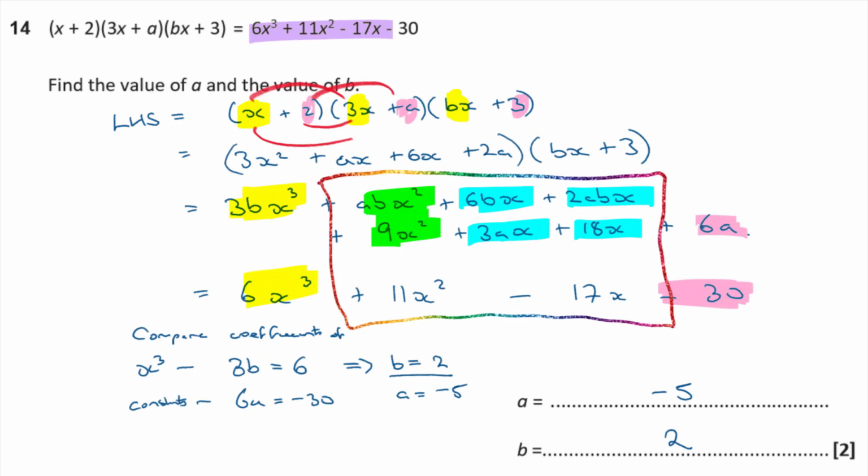I've kind of done it long. It's only worth 2 marks, but hopefully you can see why it is what it is and decide whether or not you want to do a full method or just focus in on the x cubed term or the constant term and do it a bit faster.